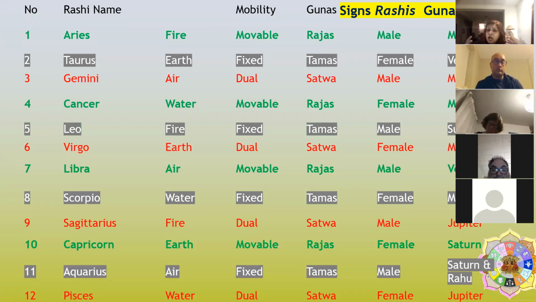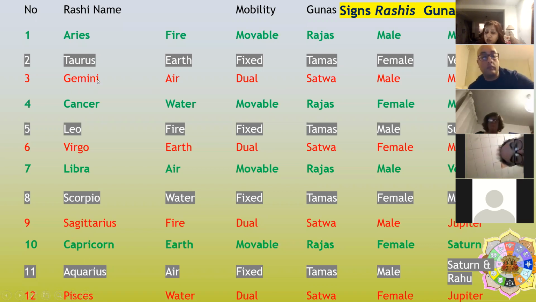The fixed signs are ruled by Shiva. There is a very stagnant, fierce, destroying energy about the fixed signs. That is definitely tamas, and they are fixed. There's a remarkable fixity about it. And that's the same with Leo, Scorpio and Aquarius. Then we come to Gemini, which is a dual sign.